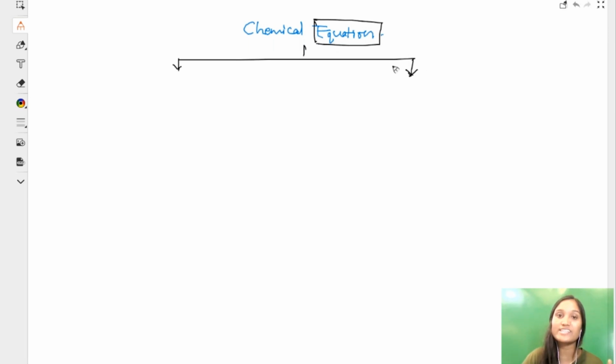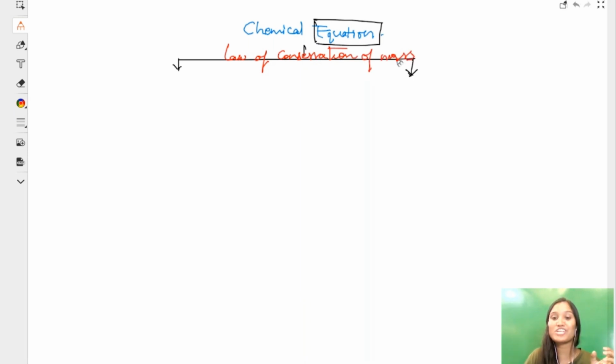The first one is a chemical equation which is raw, which does not follow any rules in the universe. It can exist as it wants. Basically, all the chemical equations in the universe are expected to follow a law called as law of conservation of mass. How many of you know this law of conservation of mass? How many of you know this?